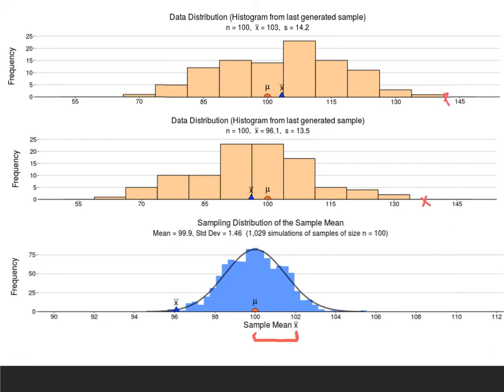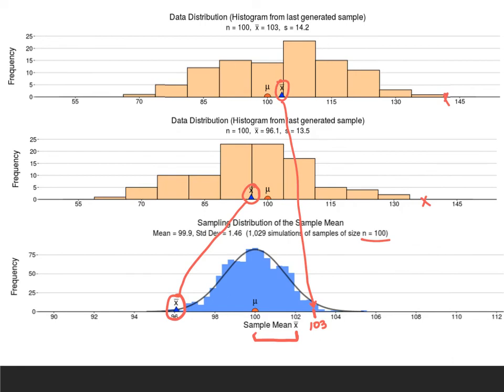But what does match up is I took this picture, a screenshot, at the exact same time that I got that second sample. And there's that 96.1. It's way down here in the tail. That's an extremely unusual sample mean to get if we're taking samples of size 100. And then our 103, it's not marked on this graph, but that would be right down here. Right there would be 103.